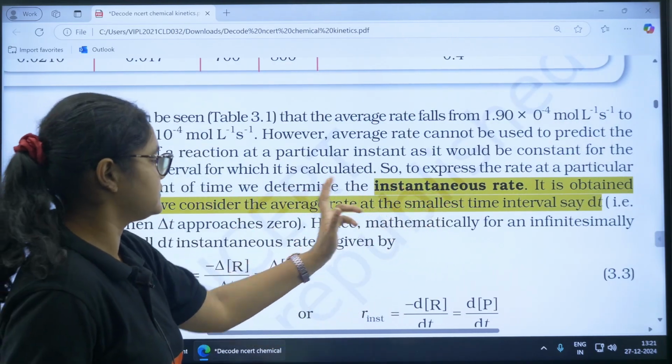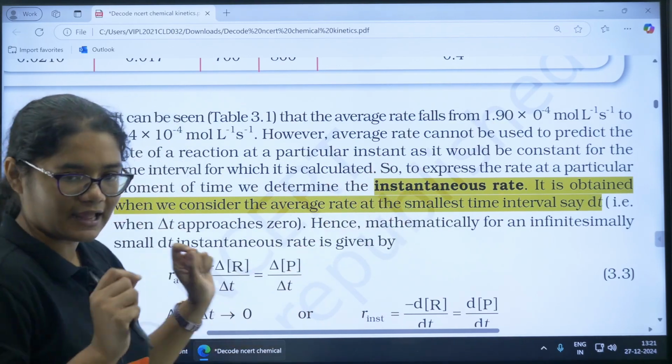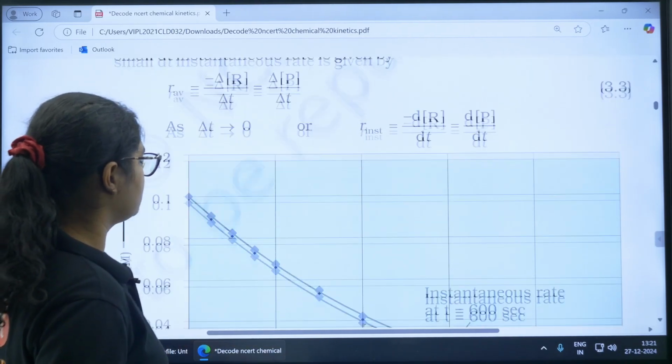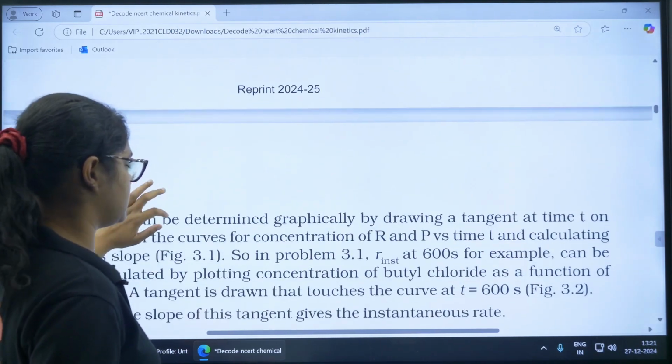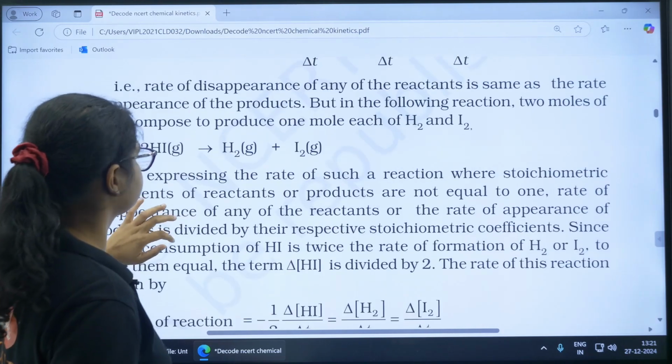Now coming to the next one here, that is average rate and instantaneous rate. What is instantaneous rate and its definition is given. You have to highlight this one and remember this one. After that we have this one, there is nothing to read here. These are all examples, you can just skip here.